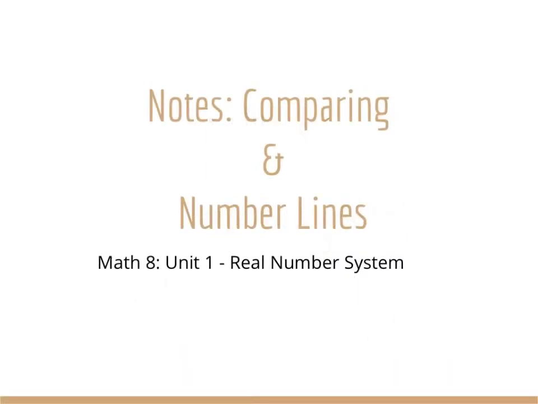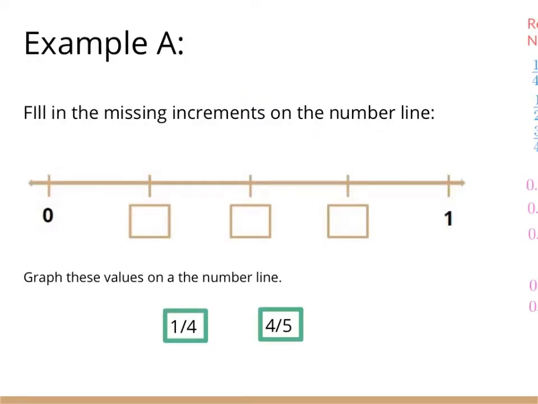Here we are talking about comparing in number lines. We're going to start off by taking a look at example A. So here we are at example A, and it wants us to graph these values on the number line, 1/4 and 4/5. We have a little bit of a problem with our number line. Our number line goes from 0 to 1, and we have a whole bunch of spaces there. We don't really know the different measurements of this number line, so we're not really sure where we could put 1/4 or 4/5. So we're going to have to figure out what these measurements are before we can put these numbers on the number line.